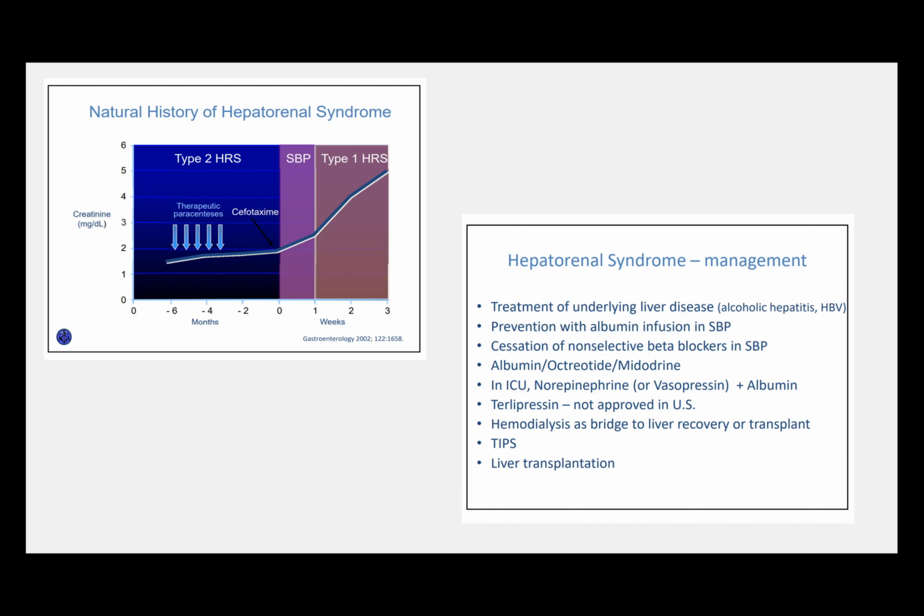In patients that have no return, dialysis is always an option until they can get a transplant. It's not going to be considered a contraindication if they are on dialysis because of HRS. And in some cases you can do TIPS, but it's not studied very well in terms of using it for HRS. TIPS is mostly used for ascites and variceal bleeding. And then of course, liver transplant is the ultimate type of treatment for that.